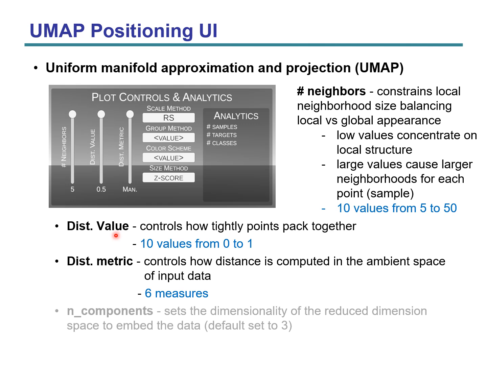And then we have our distance value. We have 10 values set in there from 0 to 1. And then we have our distance matrix, like Mahalanobis distance, Euclidean distance, Manhattan distance, and so forth, and there we've put in 6 of the measures. Another tuning parameter of UMAP is the number of components, which sets the dimensionality of the reduced dimension space that you're going to embed the data into. We don't make that a slide bar, we just default set that to 3, so we'll have our 3D UMAP plot, but the spatial positions will change depending on number of neighbors, distance value, and distance.